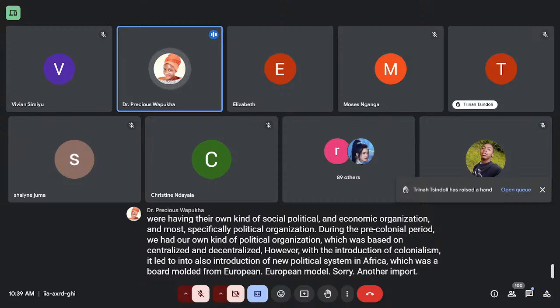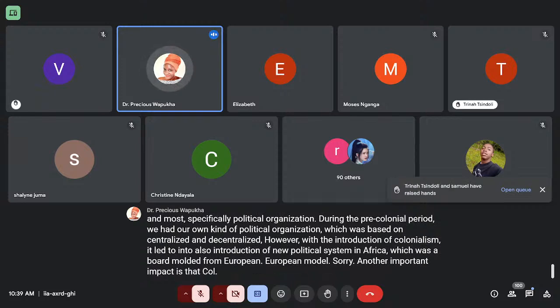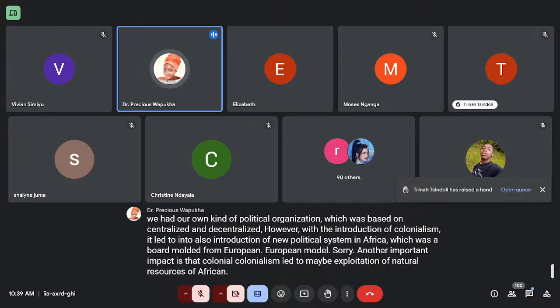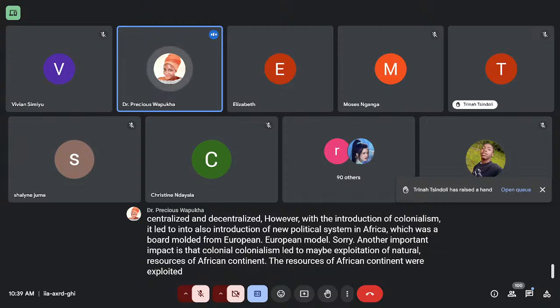Another important impact is that colonialism led to exploitation of the natural resources of the African continent. The resources of the African continent were exploited, resources such as minerals, agriculture, and also labor.